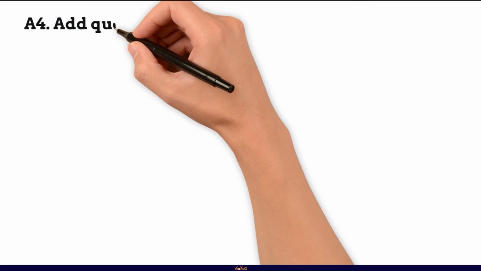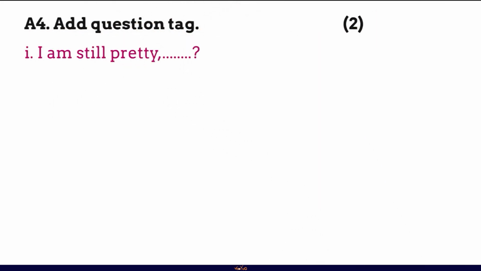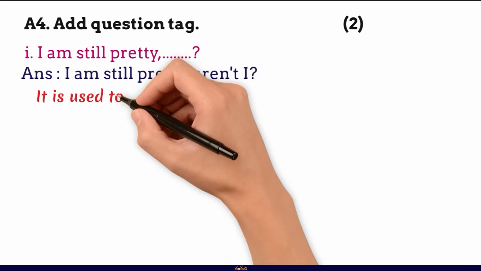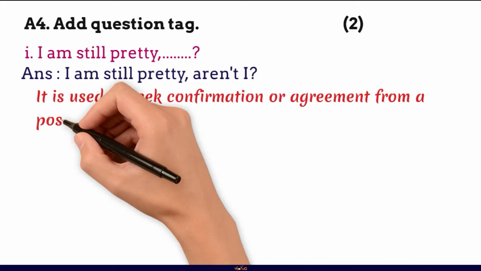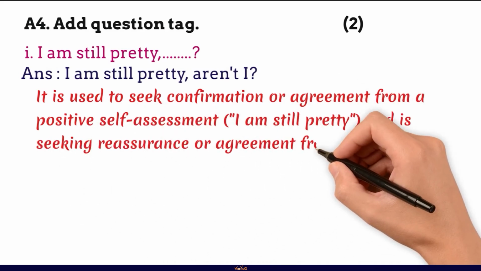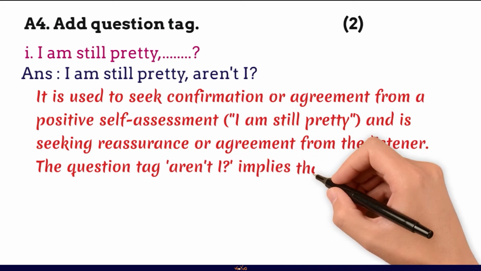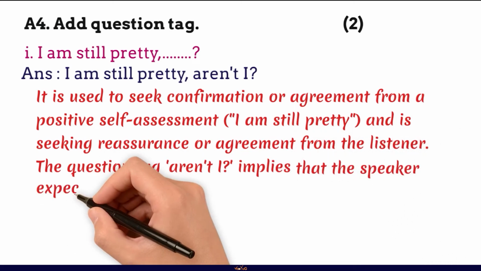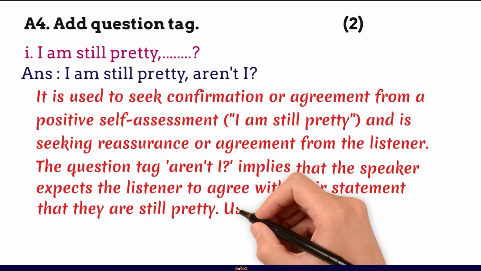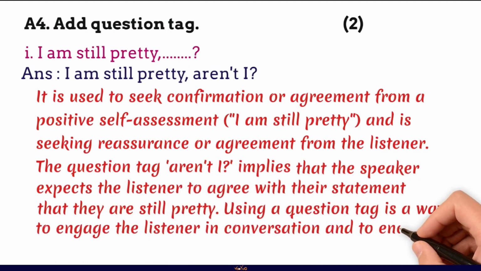Now moving to the next question, that is question number A4. Add question tag. The sentence given to us is, I am still pretty, and the answer is, I am still pretty, aren't I? It is used to seek confirmation or agreement of positive self-esteem. I am still pretty is seeking reassurance or agreement from the listener. The question tag aren't I implies that the speaker expects the listener to agree with their statement that they are still pretty. Using a question tag is a way to engage the listener in conversation and to encourage them to respond.